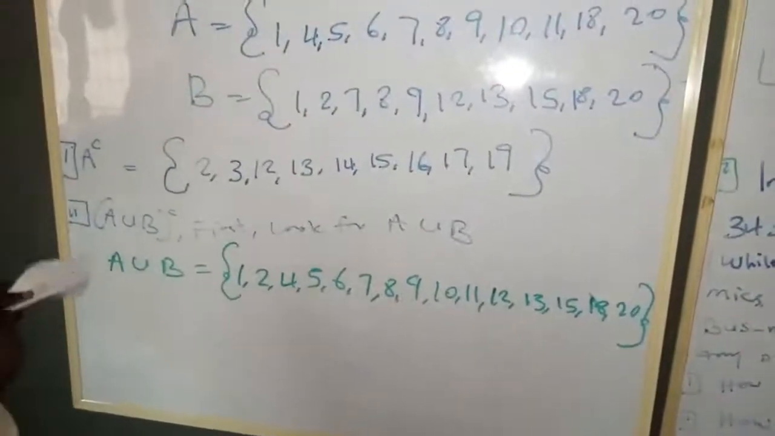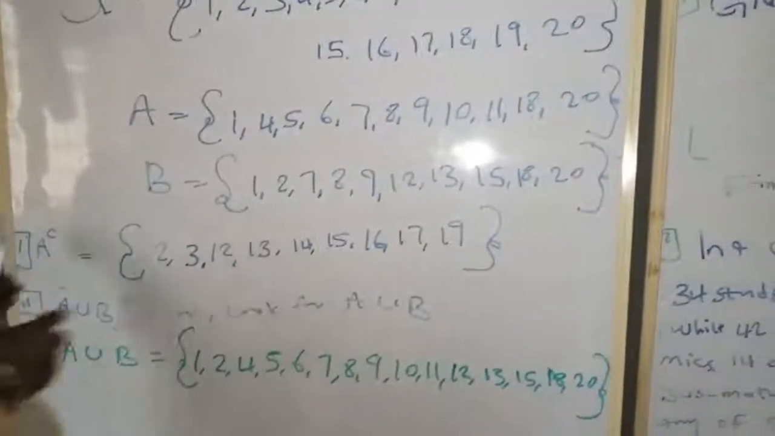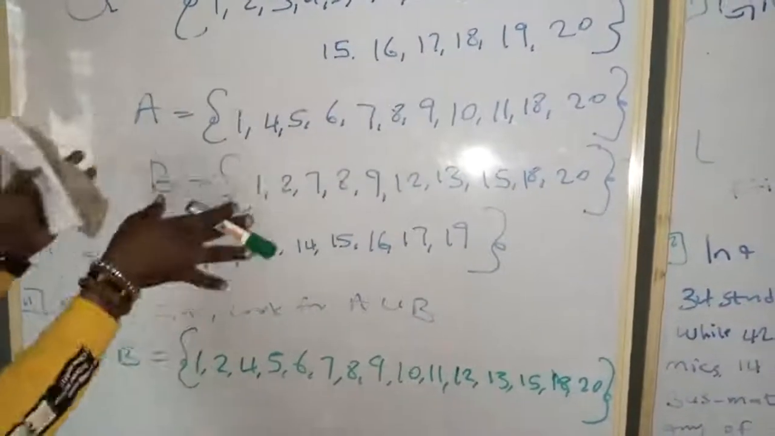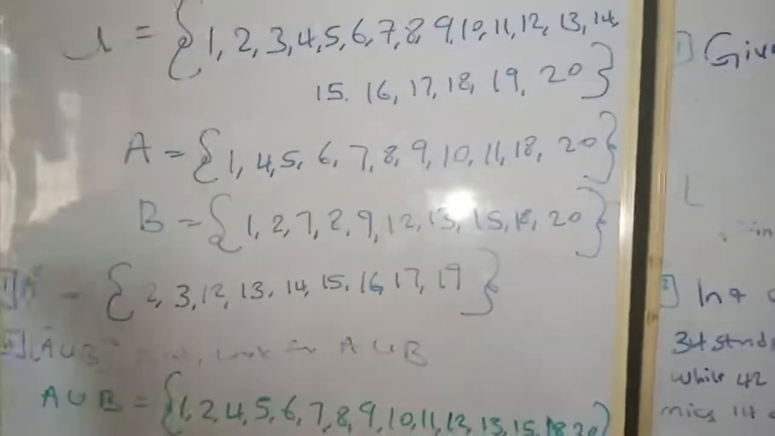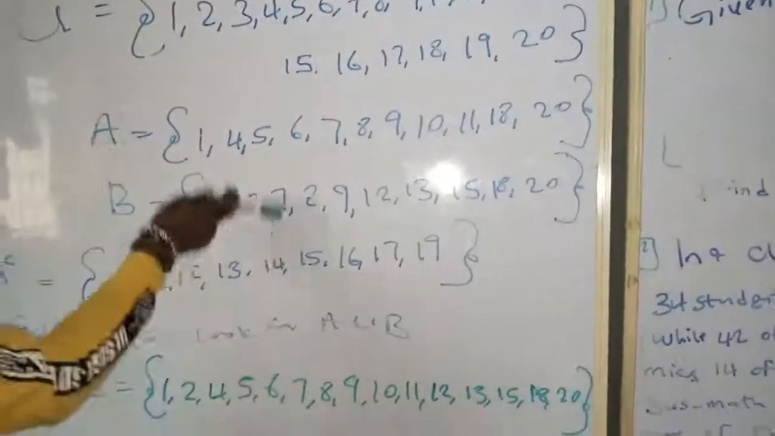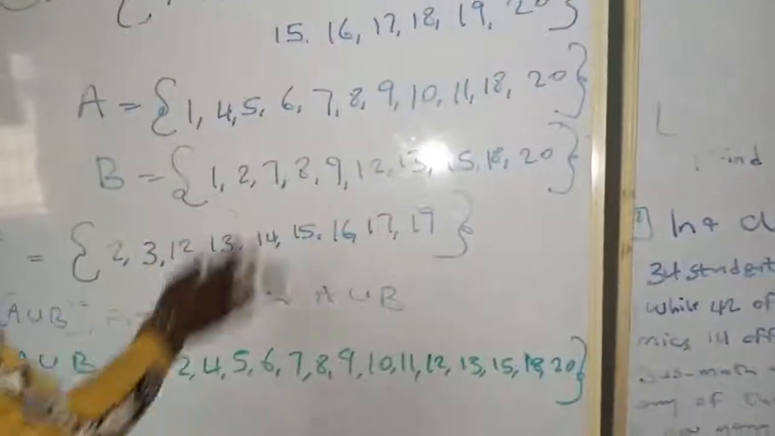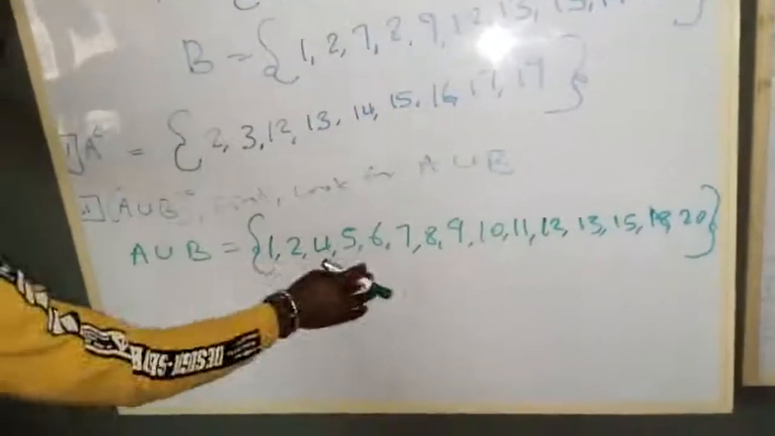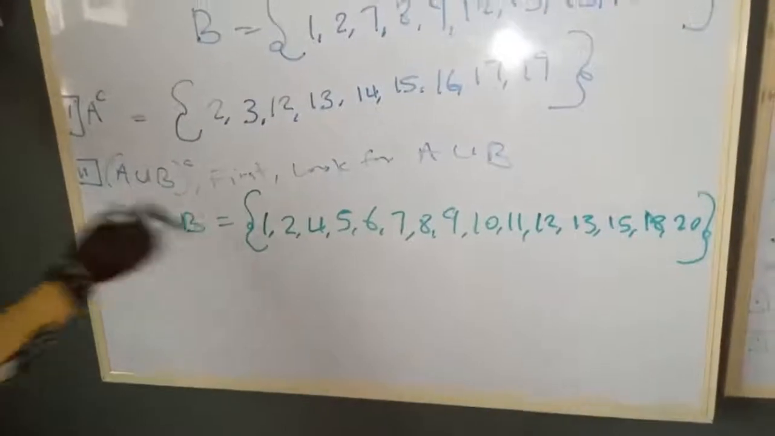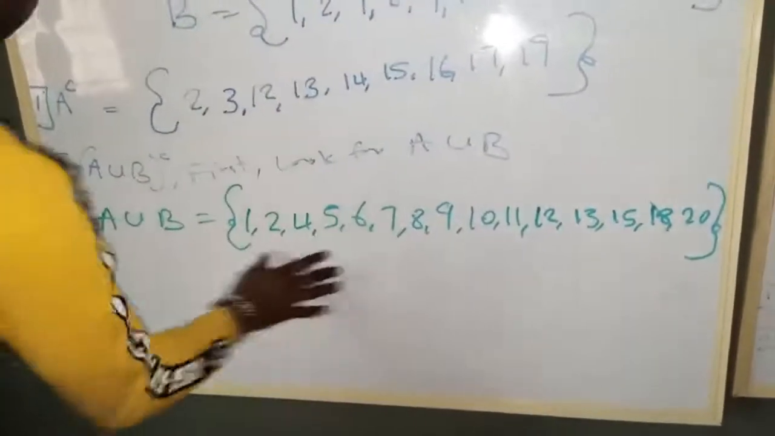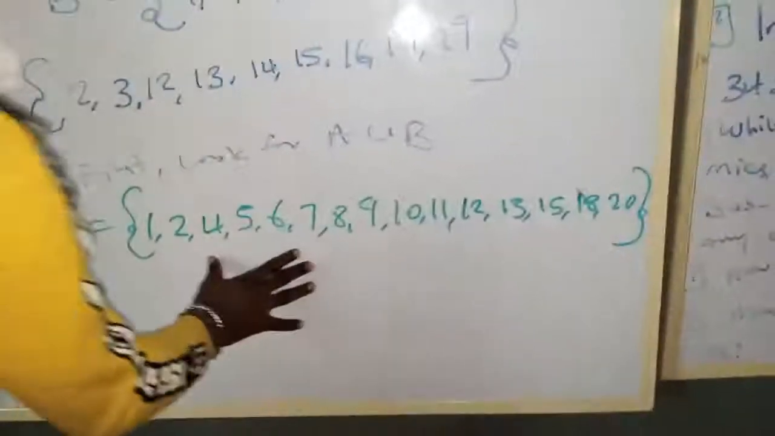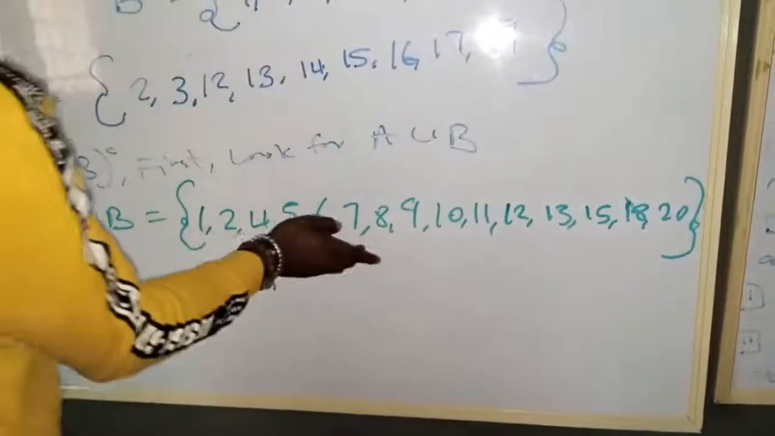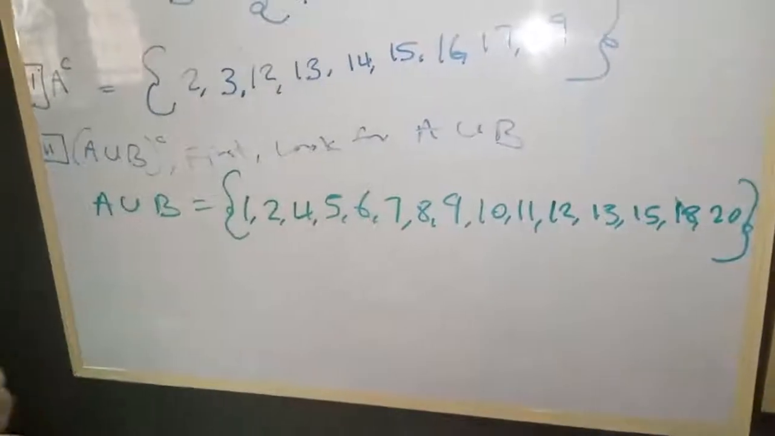That is all the elements that are in set A and set B. We join them, joining the two sets without repetition of any single element. That is all the elements that can be found here and here. We unionize them. Now after we have got our A union B, we can get the A union B complement, which will be all the elements in the universal set that are not here.